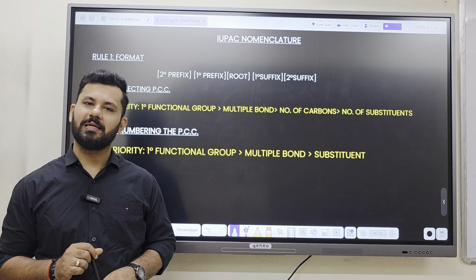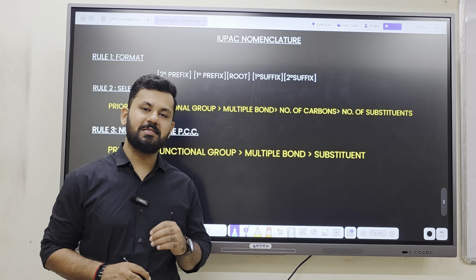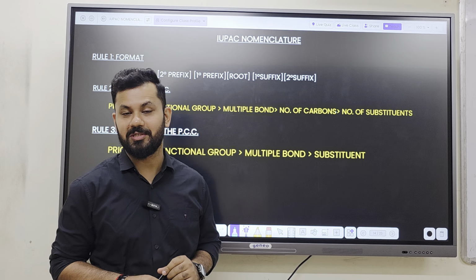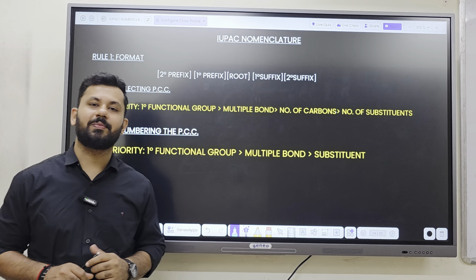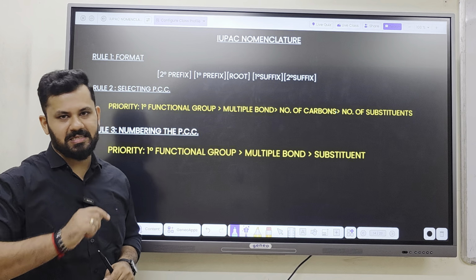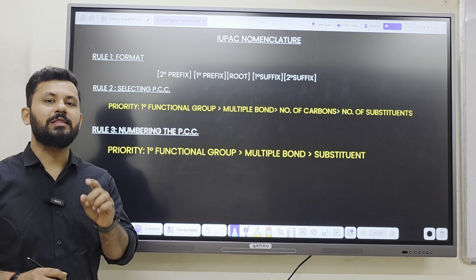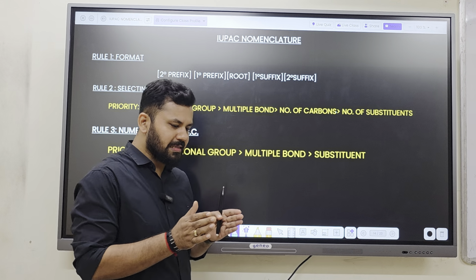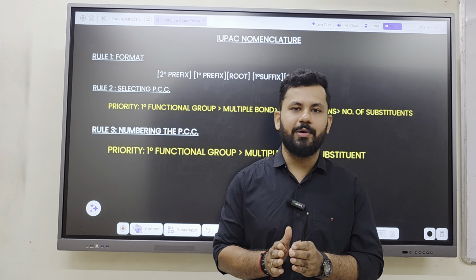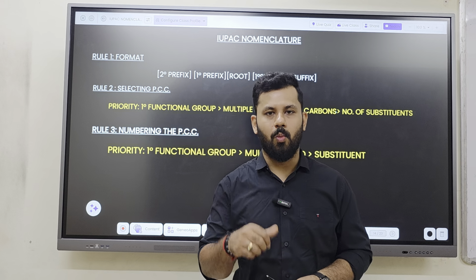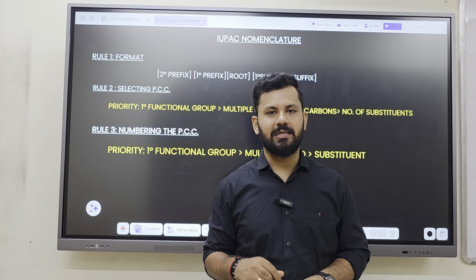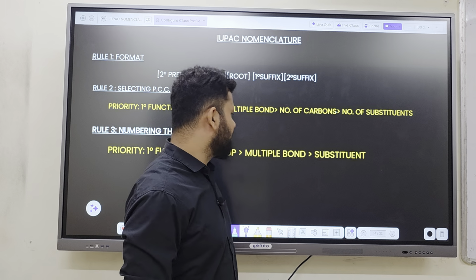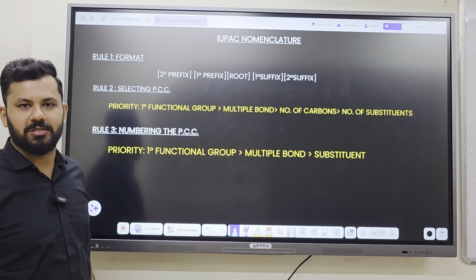So far in IUPAC nomenclature, we have seen what is the format of IUPAC name. We have seen how to select a parent carbon chain. And in today's lecture, we are going to take up the next step, that is how to number the parent carbon chain. Basically, our entire naming process I have boiled down into simply two steps. One, select the parent carbon chain, and two, number the parent carbon chain. So let's get started with how to number the parent carbon chain.